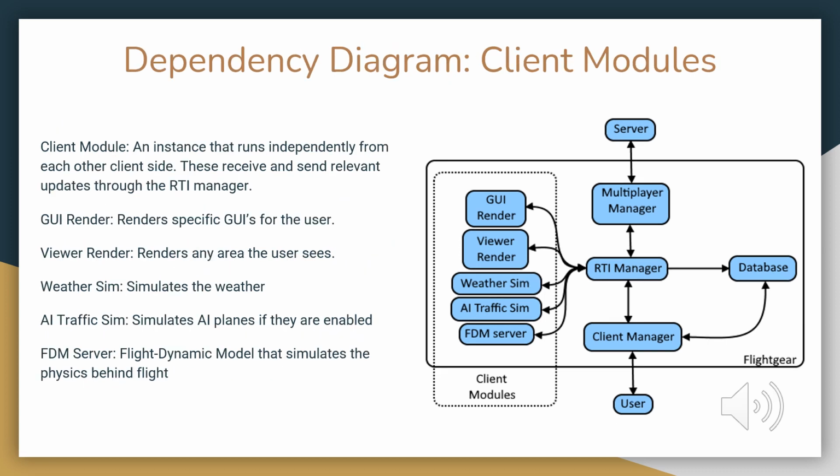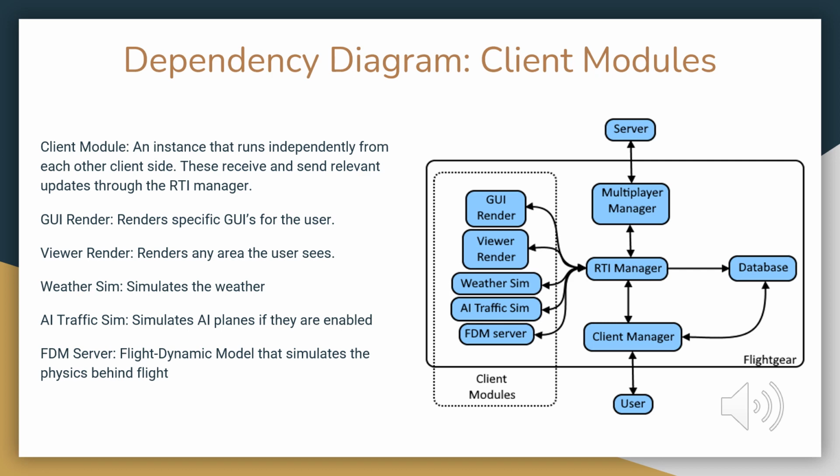Now let's focus more on the client modules. In the client modules, we've got the GUI renders, the viewer renders, the weather sim, AI traffic, and the FDM server. When we're looking at the GUI render, it's about the graphic user interface and how we can enhance it to make it more usable for the users.